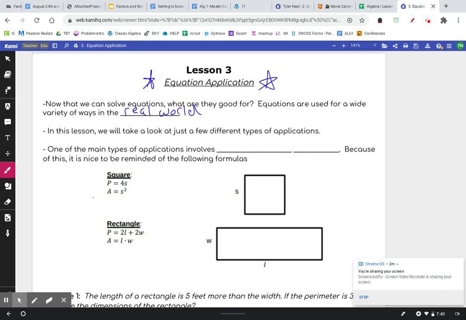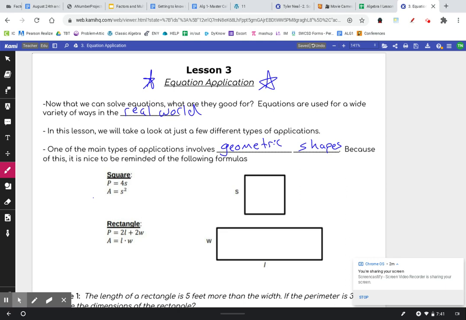So we're going to look at a couple different types of applications. One of the main types of applications involves geometric shapes. Because of that, it's really nice to be reminded of the following formulas. It's probably been a while since you've seen these. I'm guessing at least 6 months, because in our last unit we didn't talk about these, and it might have been around 6 months since you really had a normal version of school.